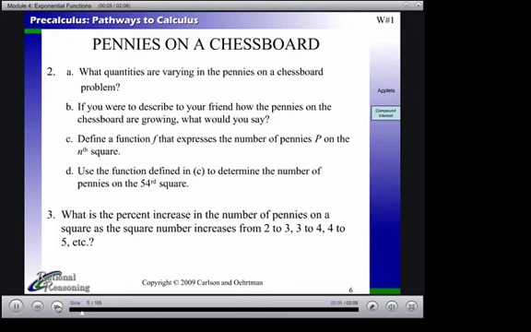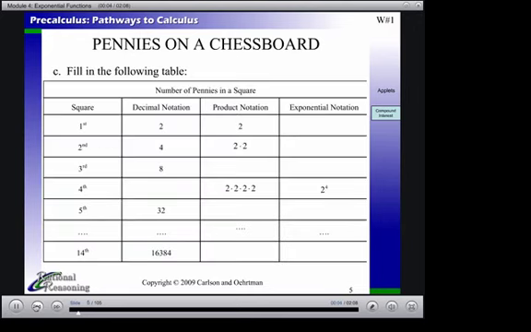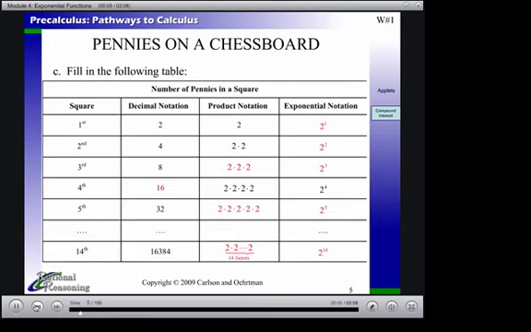Okay, if you want to check your table, here's the table. So, let's talk about this.